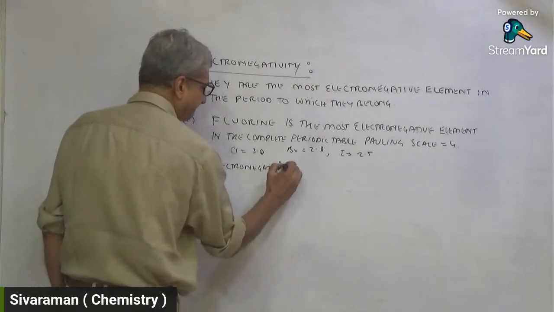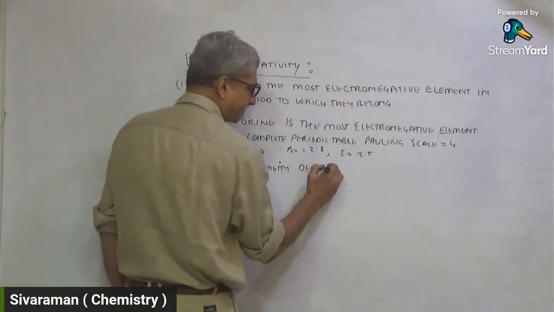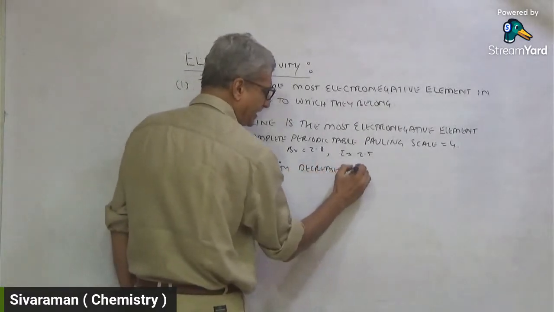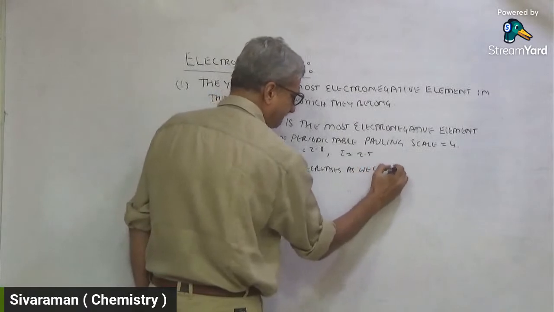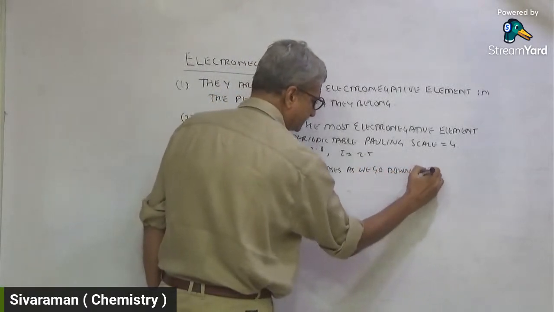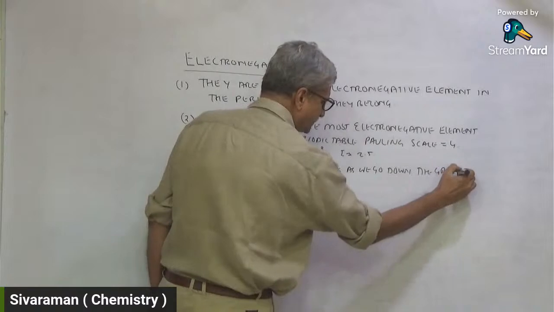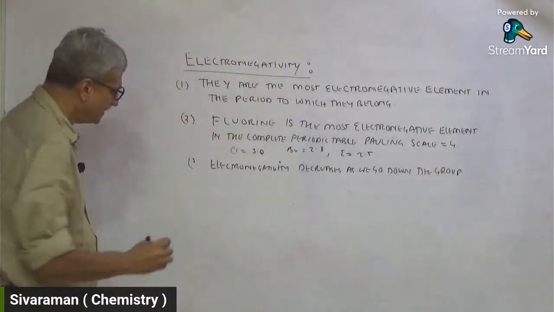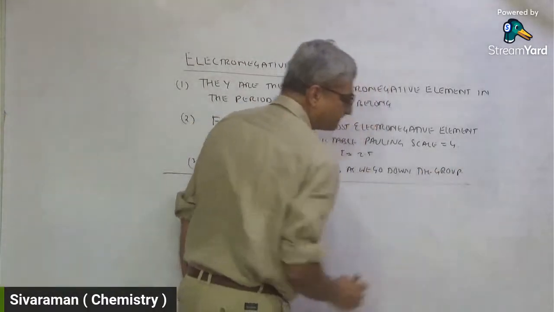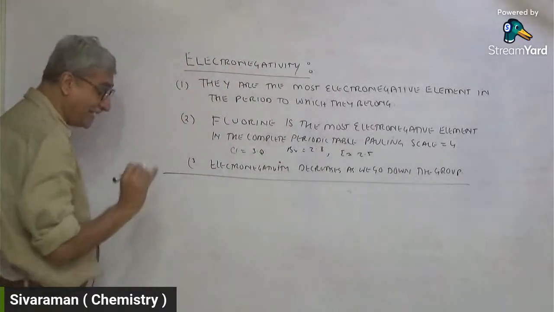Electronegativity decreases as we go down the group. Then what do we have? The next is electron gain enthalpy.